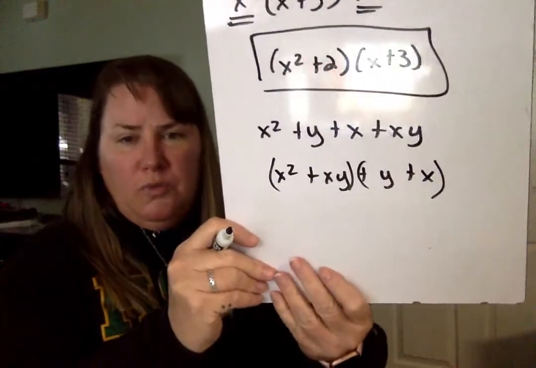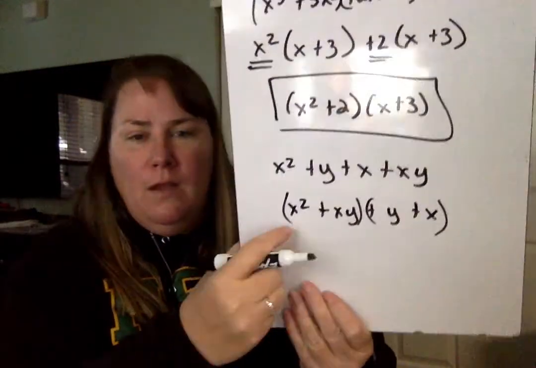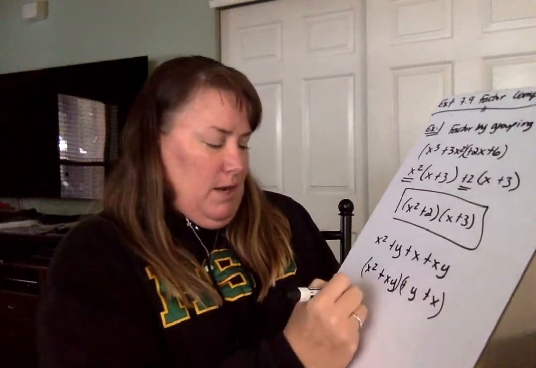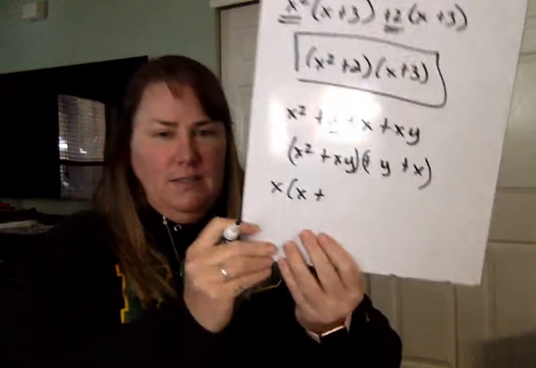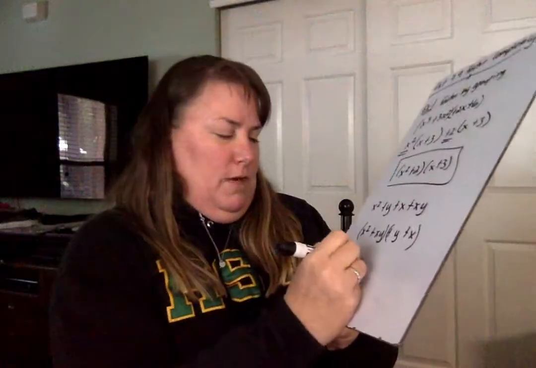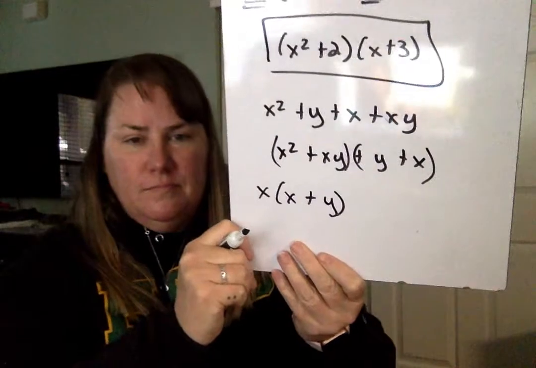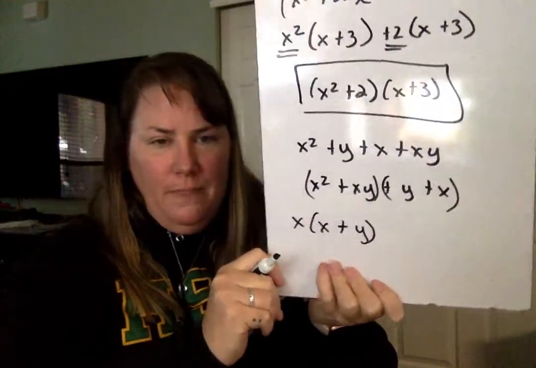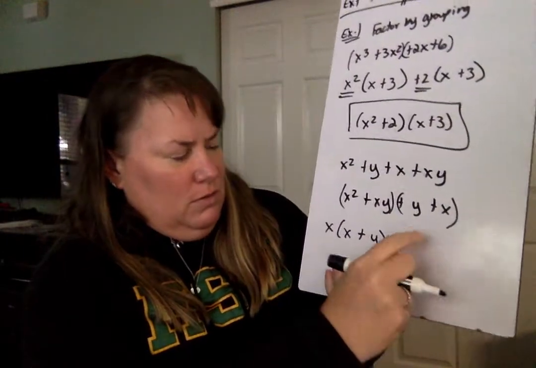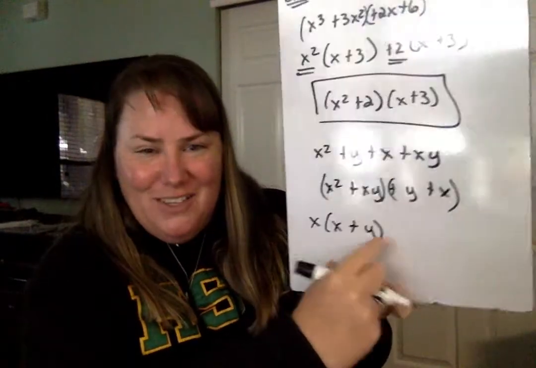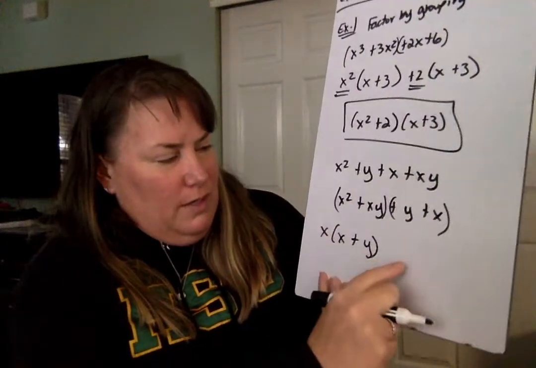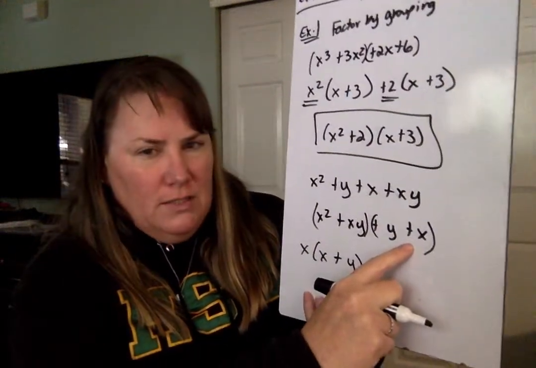So, group the first two, group the last two. Factor this by GCMF. So we have x, and then we have x plus x times what gets me xy? Y. Okay? So now remember, our goal is to get that binomial over here. That's got to be the common binomial. And x plus y. And I need to get x plus y out of y plus x.